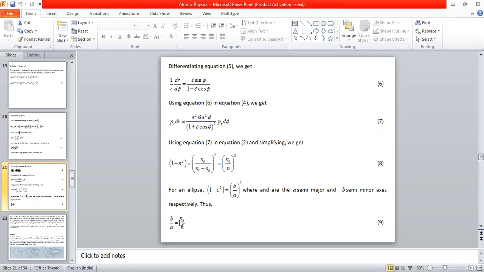What I want to say is, when the azimuthal quantum number n phi becomes equal to n, then this ratio n phi by n becomes 1. If this ratio becomes 1, then b by a also becomes 1. If b by a is equal to 1, then b becomes equal to a. So definitely I can say that if b becomes equal to a, then it is no longer an elliptical orbit. b is equal to a actually corresponds to a circular orbit.